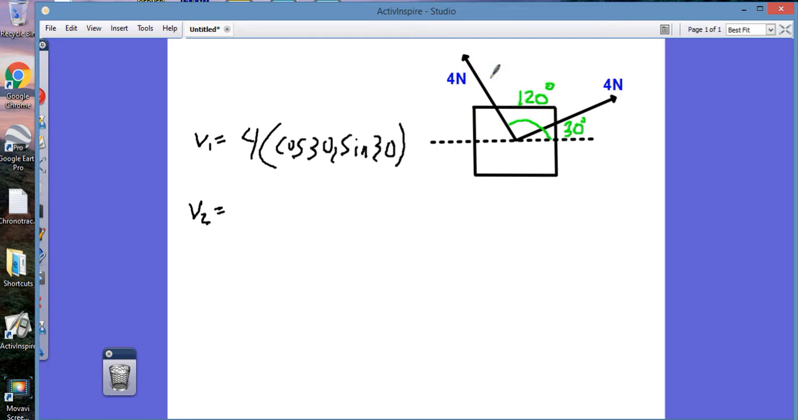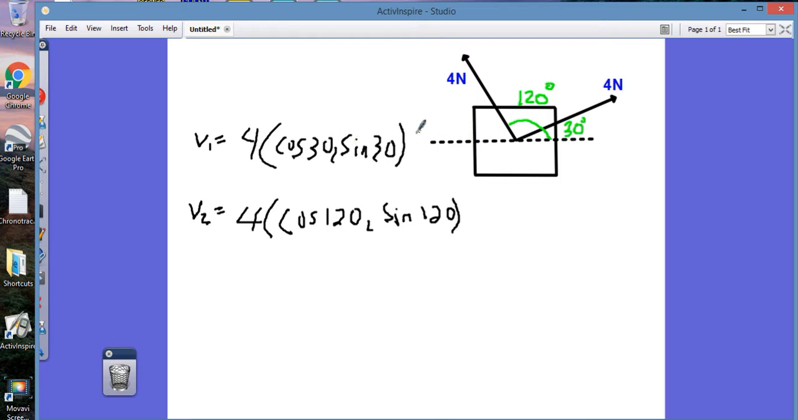Okay, now you have force 2. We're going to create a vector for that. That also has a magnitude of 4. Now the angle, you want the angle from 0, which in this case would be 120. So you've got cosine of 120 degrees, sine of 120. Okay, you're going to distribute.